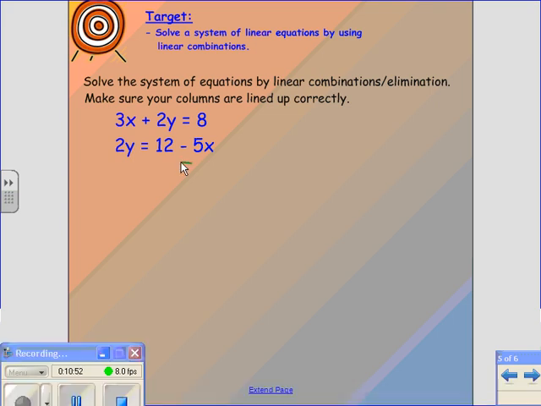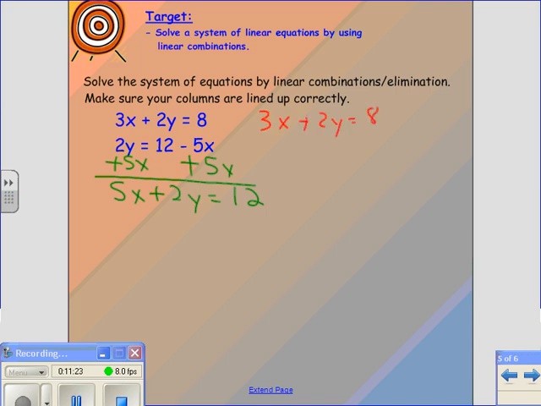So we can do that by adding 5x to both sides and then writing that in the same format as our first equation. So we have 5x plus 2y equals 12. And so that's what we're going to use, which means the exact same thing as 2y equals 12 minus 5x. It's just in a different format. So now our columns are lined up. And I'm going to rewrite that just for my own sake here so I can see what I'm showing you. 3x plus 2y equals 8, and 5x plus 2y equals 12.